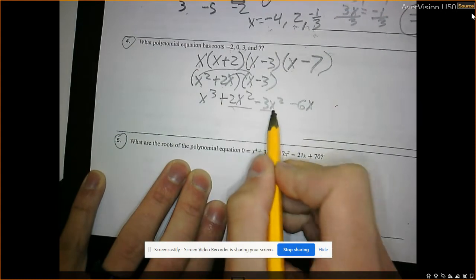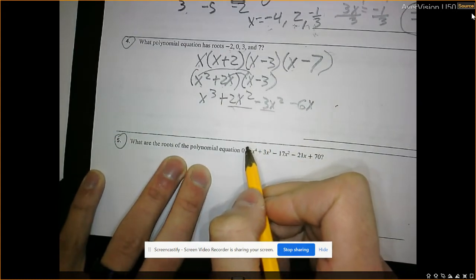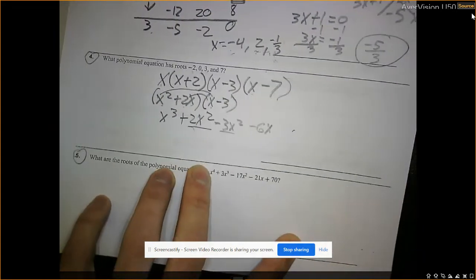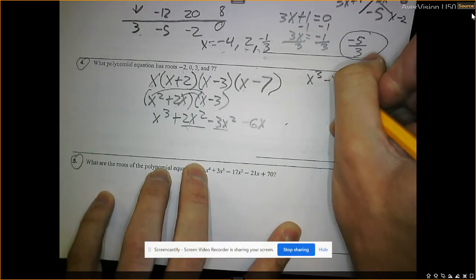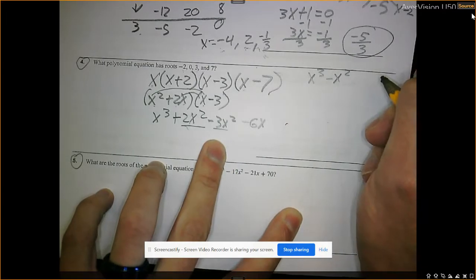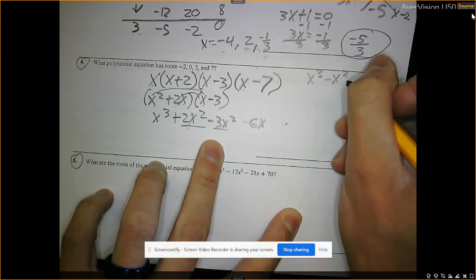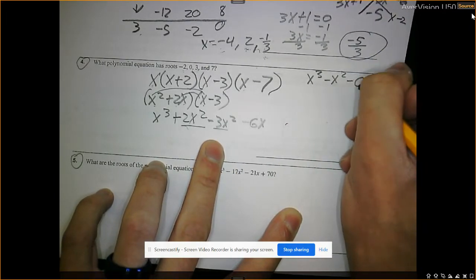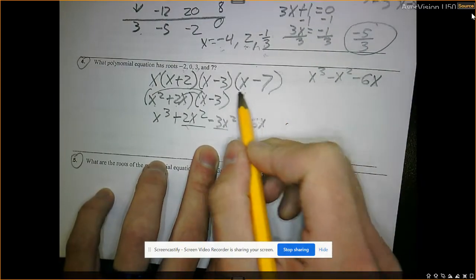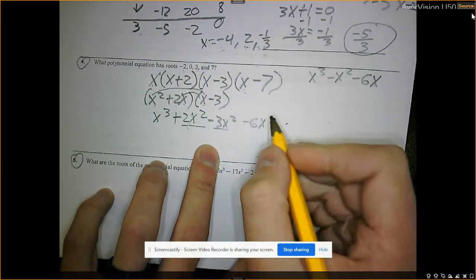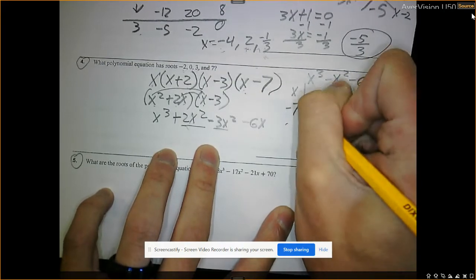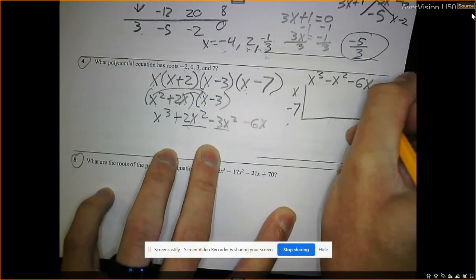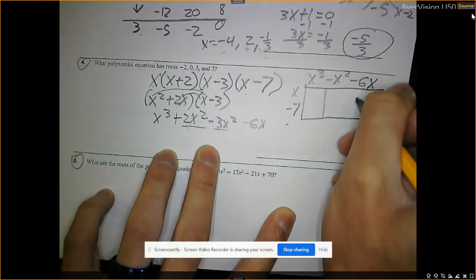Then I just need to combine my like terms. And what I get, I'm going to put over here. When I combine my like terms, I get x cubed minus x squared, right? 2x squared minus 3x squared, that's a minus 1x squared, and then minus 6x. And now lastly, I have to multiply it by my last binomial over here. So I'm going to go ahead and line this up so I can make my box. That's how I'm going to multiply out this last one.